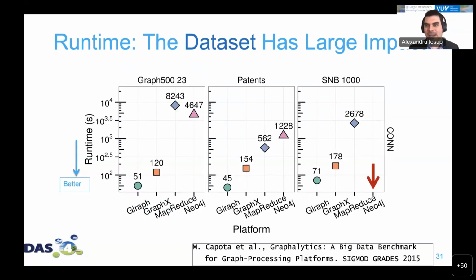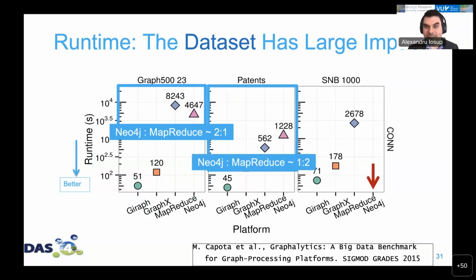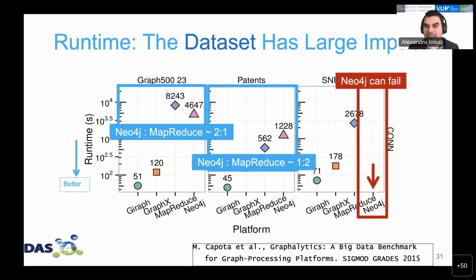So in this other plot, we're trying to really emphasize the impact of the data set. And here you can see that for one algorithm, the same algorithm, for one data set, this Graph 500 size 23, which is a medium scale size, a particular platform, Neo4j, performs much better than another, MapReduce, by a factor of 2 to 1. Then for another data set, it's the opposite. And for yet another, it just happens that one of the platforms is even unable to complete the job. It simply crashes. So the data set also has a very large impact.